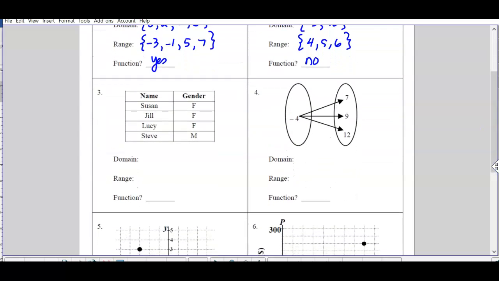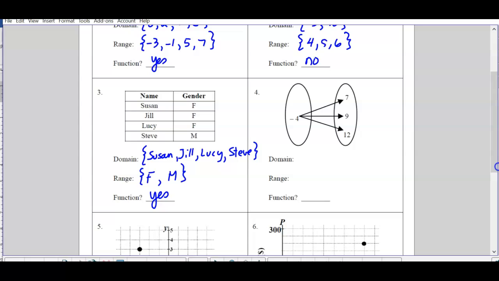Okay, and really a non-mathematical example. So domain here would be Susan, Jill, Lucy, and Steve. And the range would be F, M. Okay. And so for function, we want to look, is there a repeated person? No. So this is a function.